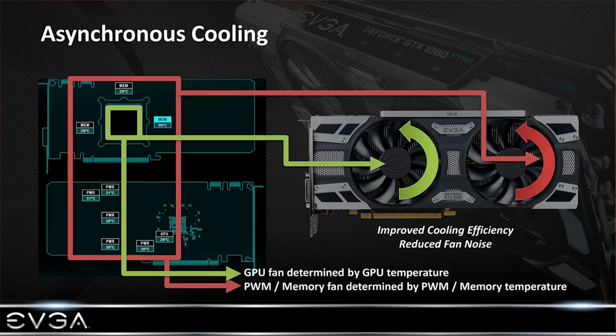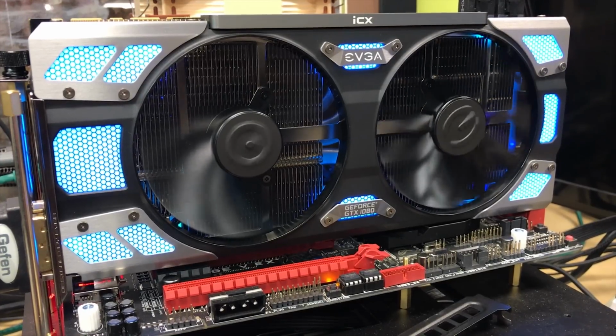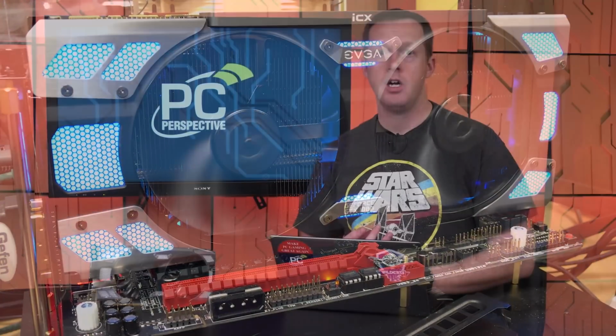Now you can see this is the FTW2 card. This is one of their higher end models. The two fans can now spin asynchronously. The fan on the left is tied to GPU temperature. The fan on the right is tied to either your memory or your power delivery temperature, PWM temperature, depending on which one is actually higher at the time. And all this is handled through the Precision XOC software.